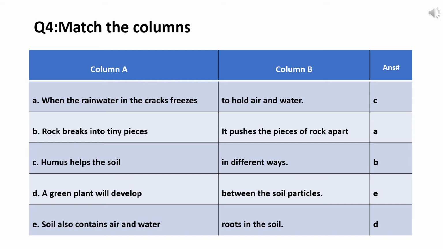And what is humus? Again, it is the remains of dead plants and animals. Number D: a green plant will develop its roots in the soil. Obviously, it is very obvious that plants grow in the soil. Number E: soil also contains air and water between the soil particles.